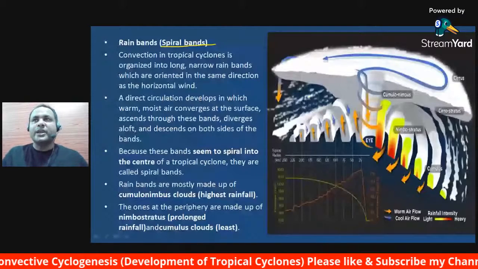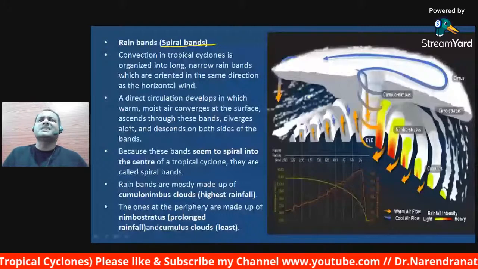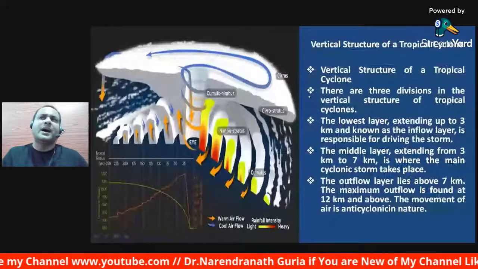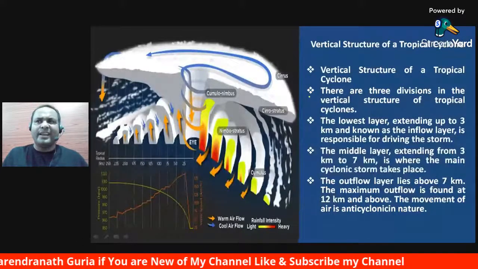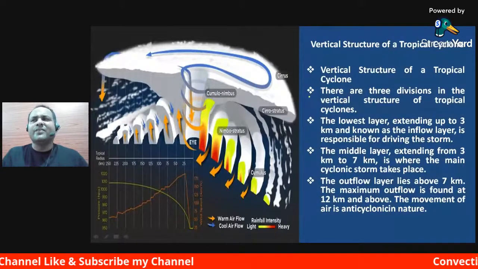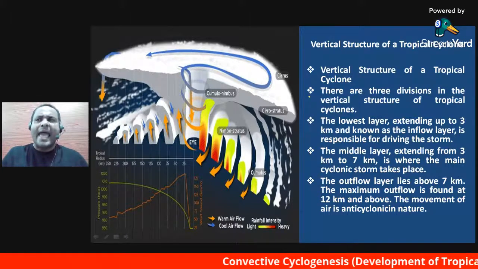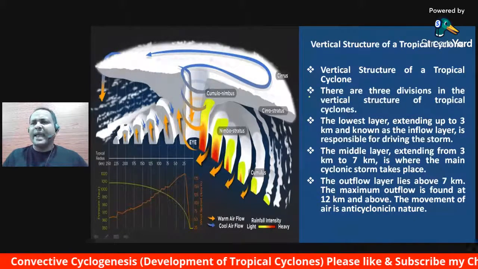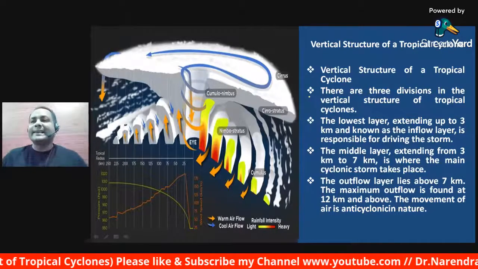Very interesting. And the vertical structure of the tropical cyclone is very important for this session. Basically, there are three divisions in the vertical structure of the tropical cyclone. The lowest layer, extending up to 3 km, is known as the inflow layer and is responsible for driving the storm. The middle layer, extending from 3 km to 7 km, is where the main cyclonic storm takes place, and the outer layer lies above 7 km, where the maximum outflow is found at 12 km and above. The movement of air is anticyclonic in nature.